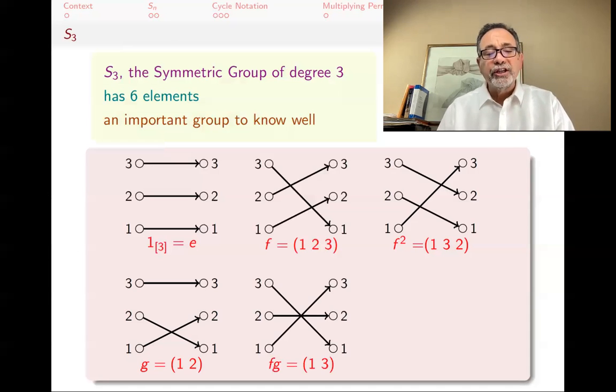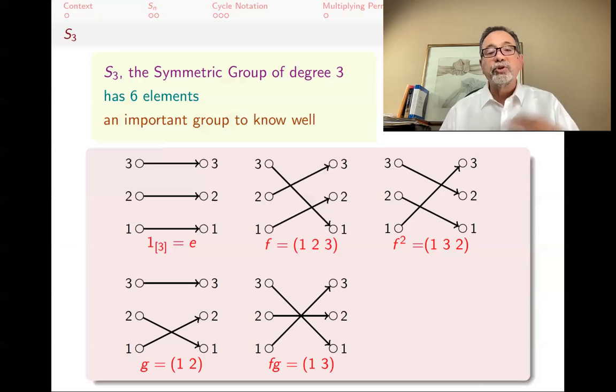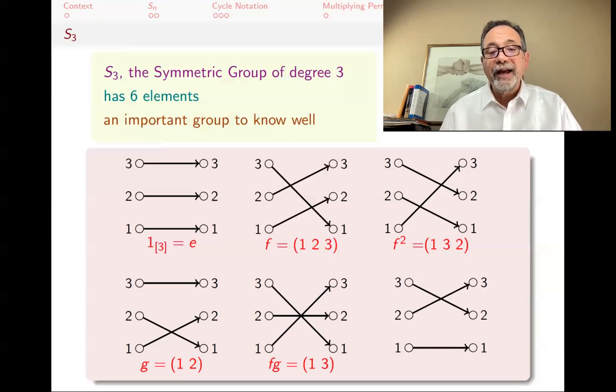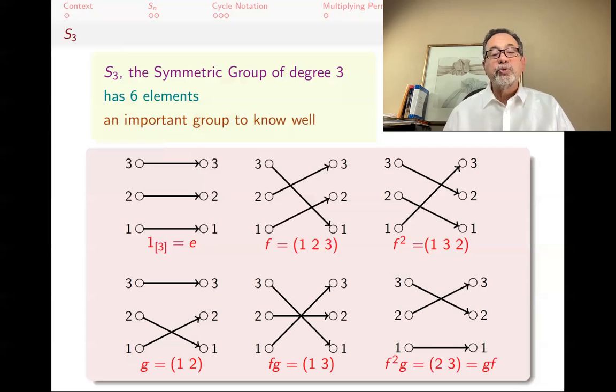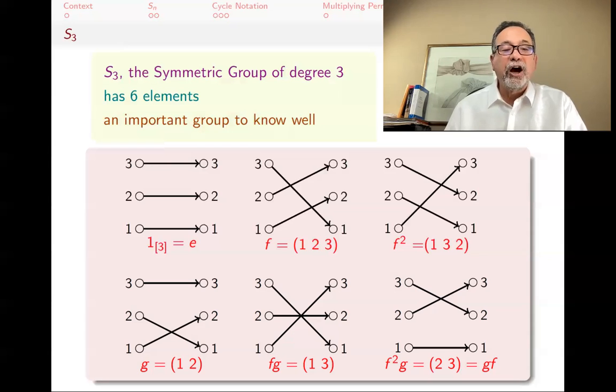I can do FG. That means do G first, then F, which is (1 3). If you do G first, 1 goes to 2, then 2 goes to 3 in F, and so 1 goes to 3. You can see that 2 is going to be fixed and 3 goes back to 1. So that's another element. And finally, I can do F squared G, and that'll be (2 3), but that's also GF. So that's another thing to remember. These are the 6 elements of S3, the symmetric group of degree 3.